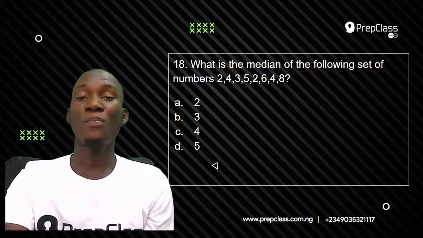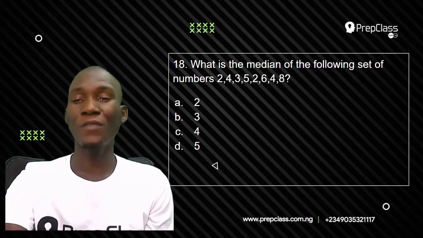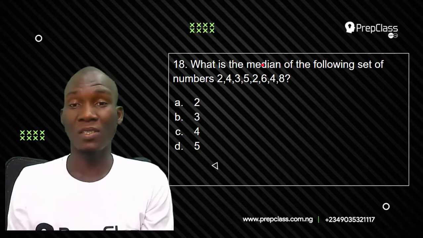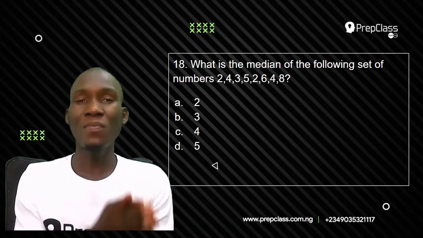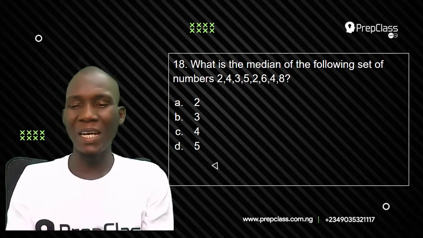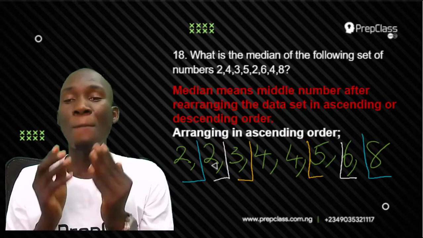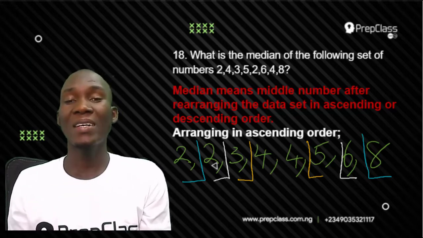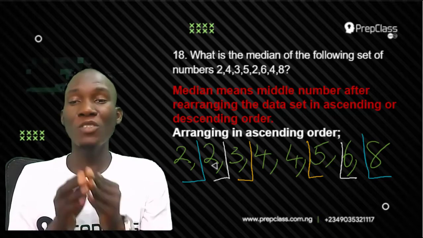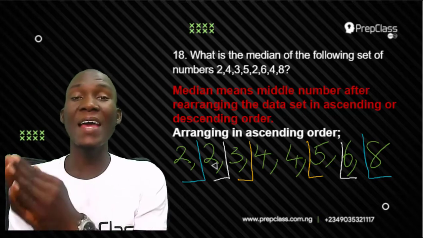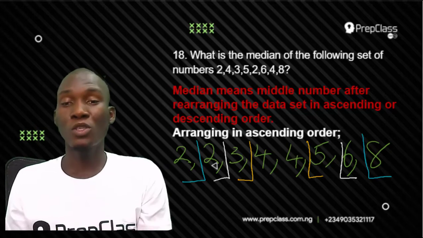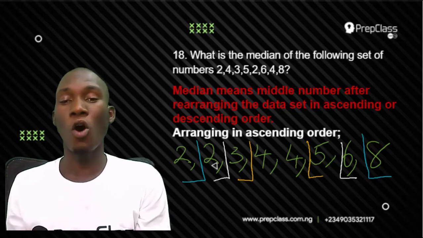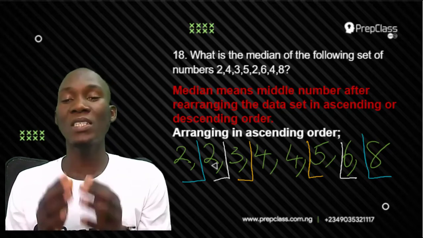So we solve this by asking ourselves, what is the meaning of the word median? If you don't know the meaning of median, you cannot answer the question. That is how simple it is. You have to know the meaning of the word median. What is median? Median means the middle number after rearranging the data set in ascending or descending order. That is, you arrange the numbers you are given from the smallest to the highest or from the highest to the lowest. So whichever way you arrange it, it must be in either ascending or descending order. By doing so, you will be able to determine the median.